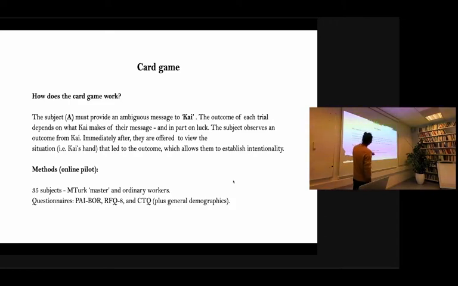Okay. The subject observes an outcome from Kai immediately after they're offered to view the situation, i.e. Kai's hand, that led to the outcome, which allows them to establish intentionality.